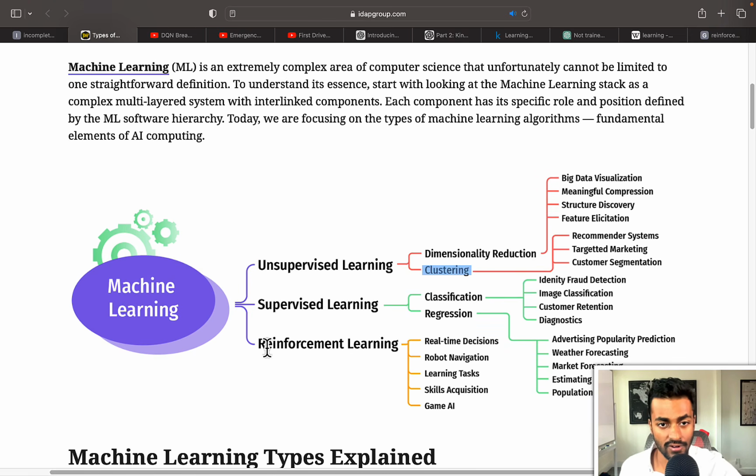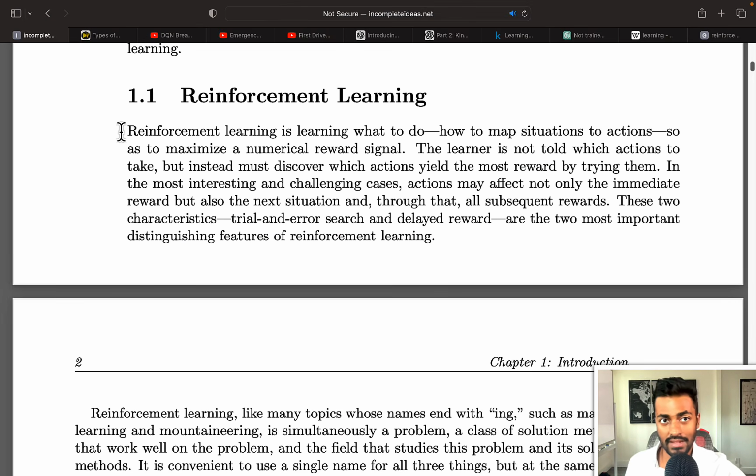Now, reinforcement learning is that third paradigm of how machines learn, where, let me repeat, reinforcement learning is learning what to do, that is how to map situations to actions, so as to maximize a numerical reward signal.